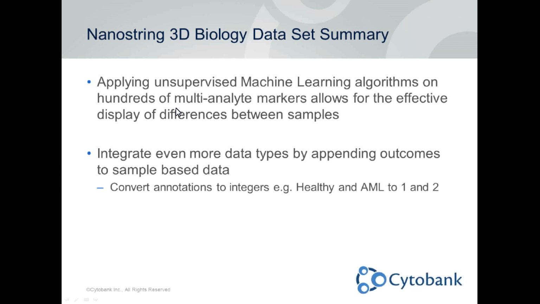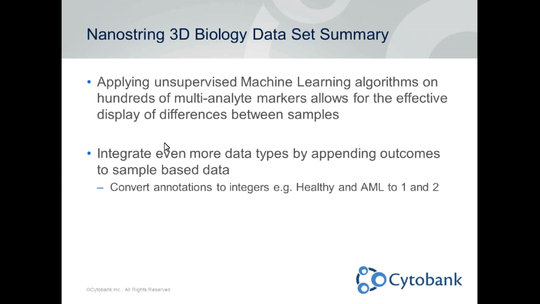So the summary of this is basically just like the other one. We've allowed these unsupervised machine learning algorithms to look at hundreds of different markers and for the effective visualization of the differences between our samples. So that's nice. And here for this nanostring data set, we've looked at genetic data and also protein data. However, it is possible to take this a little bit further.